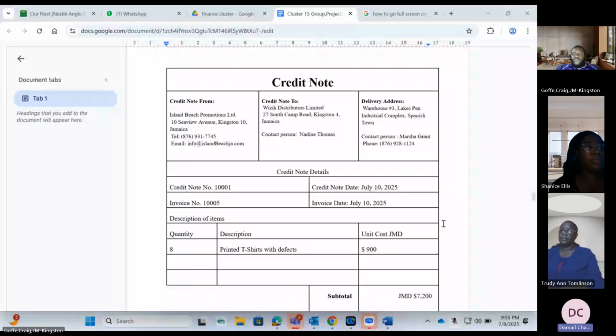So some of the features on the credit note: you would have your credit note number, the invoice number, and the description of the product that is being returned.